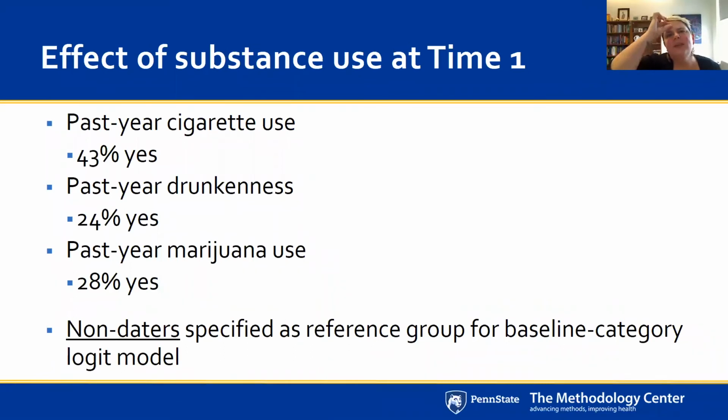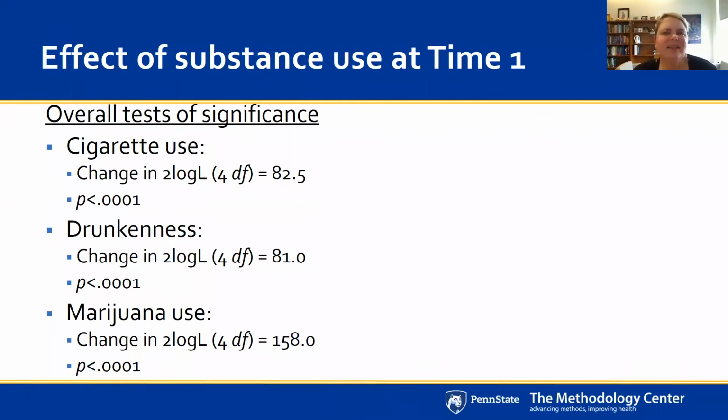In this example, we looked at the effects of cigarette use, drunkenness, and marijuana on membership in those classes. And in this case, just to keep it straightforward, we're going to look at non-daters as the reference class. So the question is, if you report using, for example, cigarettes in the past year, are you more likely to belong to certain latent classes compared to others? The answer, unsurprisingly, is yes. Cigarette use, drunkenness, and marijuana use are all significantly related to membership in the latent classes.